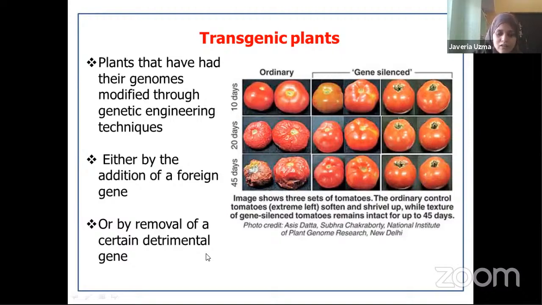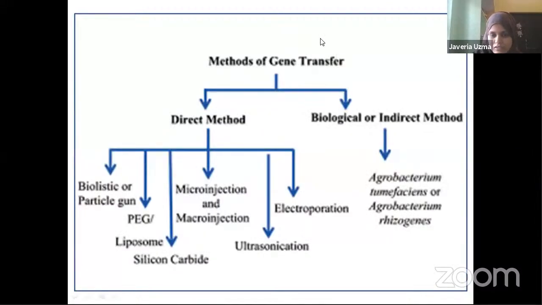For adding or removing these genes, we require techniques known as gene transfer techniques, because we are transferring a gene from one species to another species. These gene transfer techniques are of two types. Either you can directly transfer a gene from one species to another, or the other method is the indirect method, where you indirectly transfer genes between different organisms.